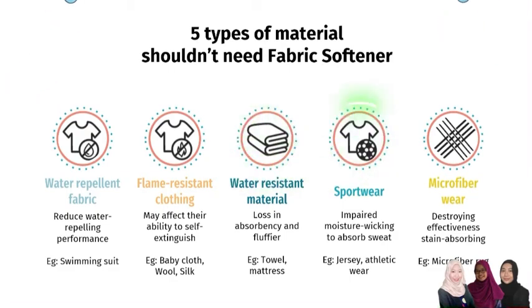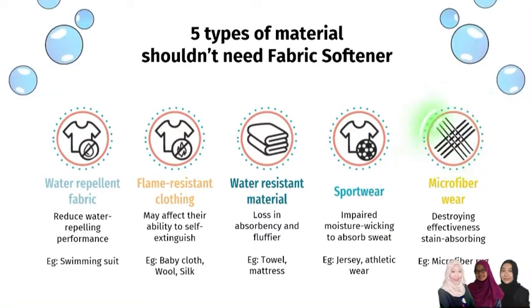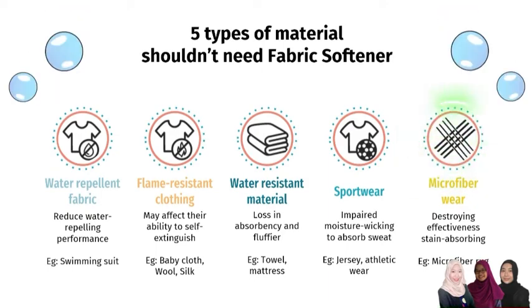Besides, sportswear is also moisture wicking, meaning it moves sweat quickly to the outer layer to help it dry faster and keep sweat from saturating. But softening agents can clog the fabric pores, breaking down its wicking abilities. And lastly is microfiber wear. The great thing about microfiber is that its intricate threads have the ability to trap dust and absorb spills. However, if you toss it in the wash with fabric softener, you could end up destroying its effectiveness.